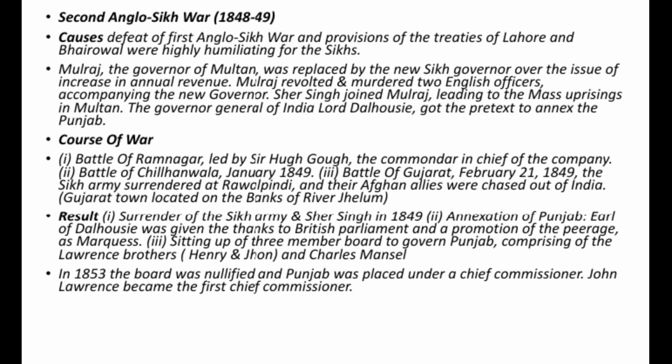Gujarat is a small town on the banks of the river Jhelum. The result came at the end of the war. It led to the surrender of the Sikh army and Sher Singh in 1849, and the annexation of Punjab. For his services, the Earl of Dalhousie was given the thanks of the British Parliament and a promotion in peerage as Marquess. A 3-member board of government was set up for Punjab, comprising the Lawrence brothers Henry and John, and Charles Mansel. In 1853, the board was nullified and Punjab was placed under a Chief Commissioner. John Lawrence became the first Chief Commissioner.